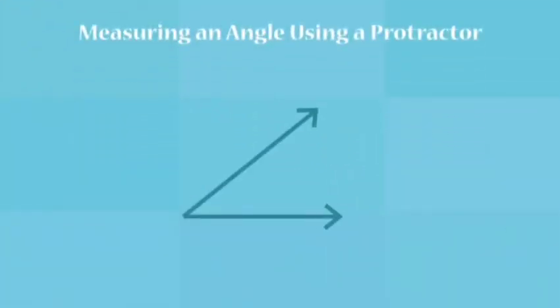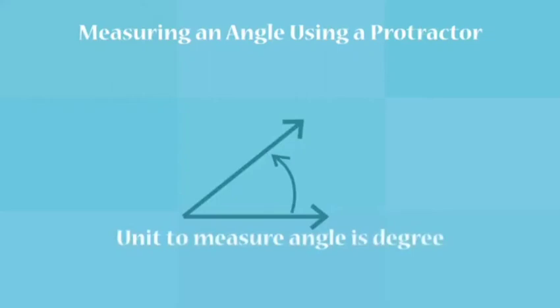An angle is not measured with respect to the length of its arms. Instead, it is measured in terms of the amount of turns taken between the two arms of an angle. The unit used to measure an angle is degree. This is the symbol used for degree.